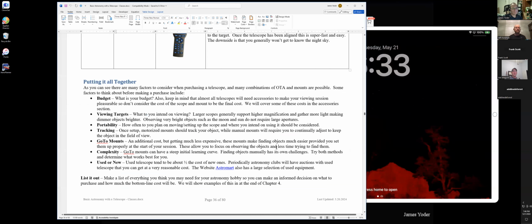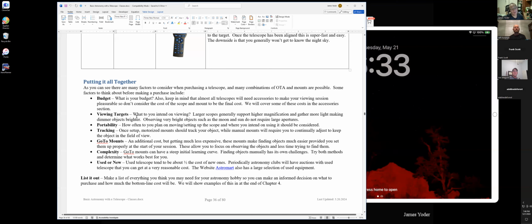Let's put it all together. As you can see, there are many different factors to consider when purchasing a telescope. Most of you guys aren't in the market at this point in time, but it's good to know anyway if you're thinking about buying a different telescope, what kind you want. There are many combinations possible of telescopes and mounts. Something to think about is the budget. What's your budget?